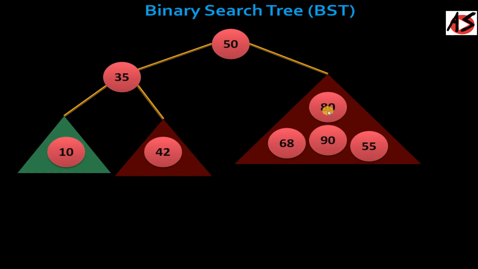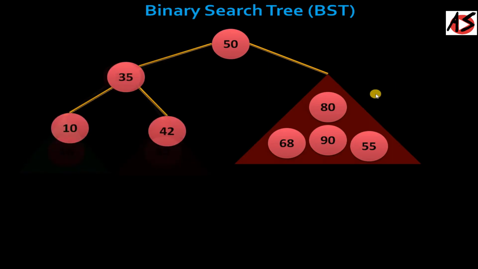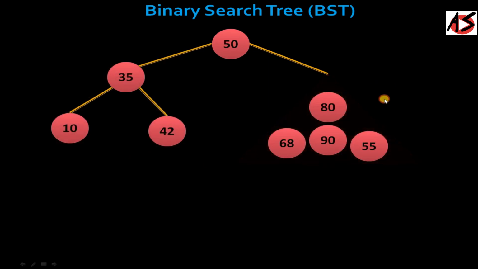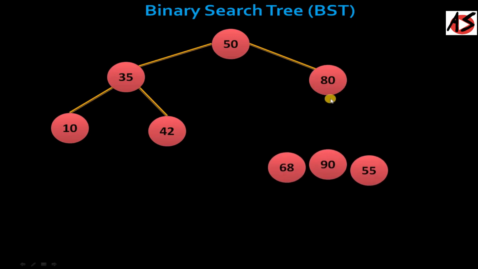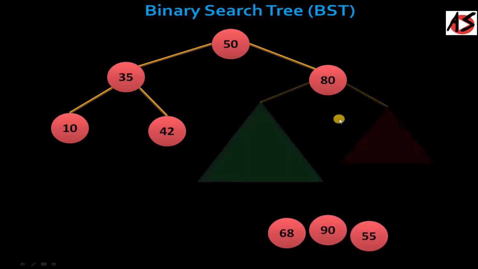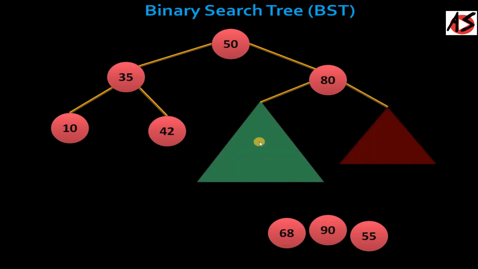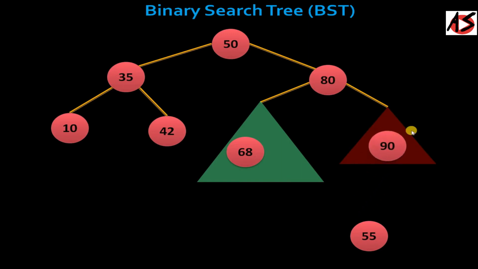Similarly, in the right subtree of the root node with key 50, having 4 elements, you take any one element as a root element. Suppose here we are taking 80. So again you can construct two subtrees in which all keys less than 80 you can take in the left subtree. So here you take 68 in the left subtree, 90 in the right subtree because it is bigger than 80, and 55 in the left subtree.